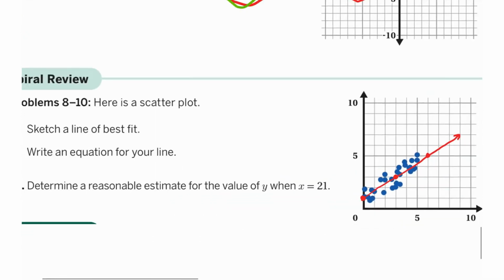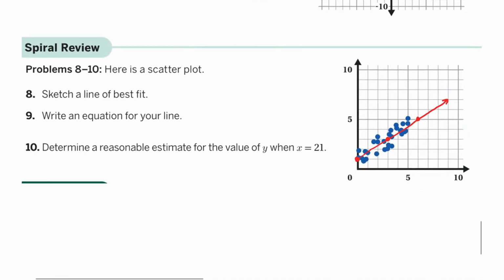For number 9, it asked me to write an equation of this line. Again, I specifically drew this line to be nice for the equation. I have a y-intercept of 1, and then a slope here. It's going up by 2 units and to the right by 3. So rise over run, we can say that it's y equals 2/3 x plus 1, because my slope is here and my y-intercept is right there.